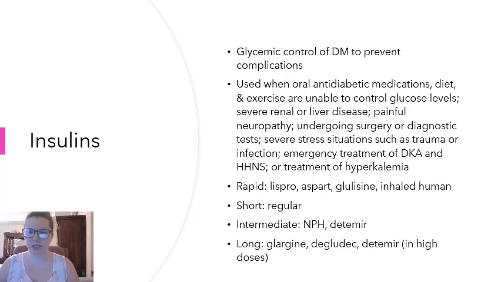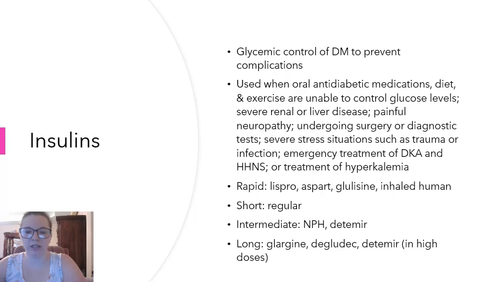During severe stressful situations like trauma or infection, your glucose jumps up. So even though they were previously managed on diet, exercise, or oral medications, they might need insulin in the short term until this stressful period of time, like their infection, has been managed more appropriately. Then their glucose levels can be more managed, and they might be able to come back off of the insulin.